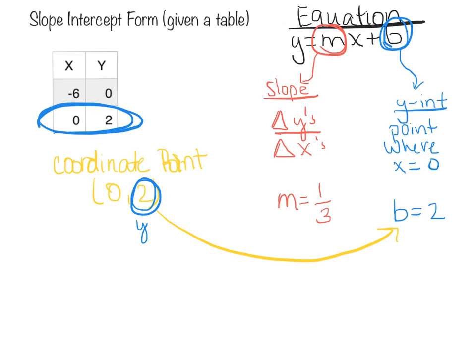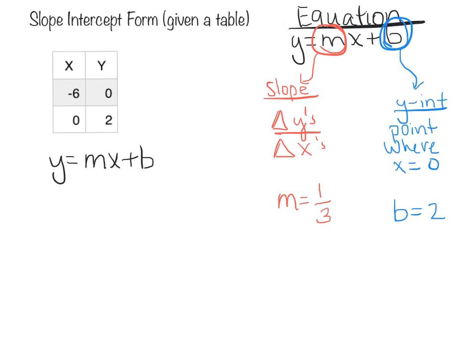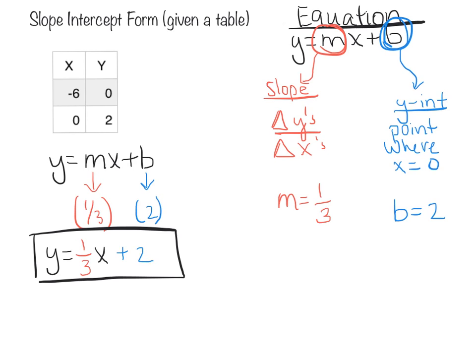So now I can go to my slope-intercept form equation, y equals mx plus b. I plug in the slope, which is m, as 1/3. And then the y-intercept, which is the b value, I plug in as 2. So my equation is y equals 1/3 x plus 2. This is a lesson on slope-intercept form given a table.